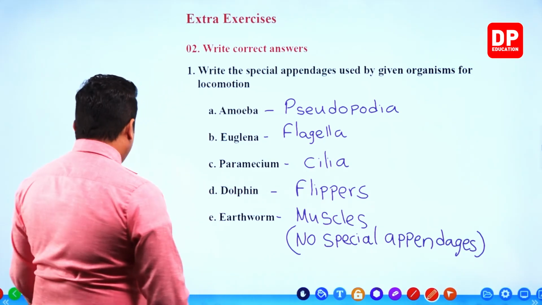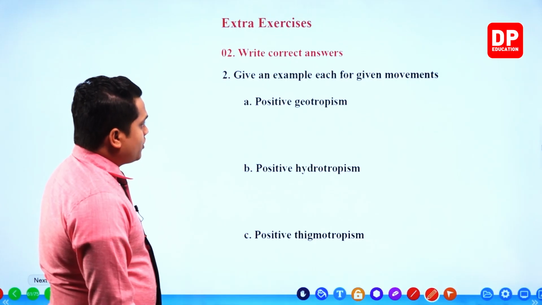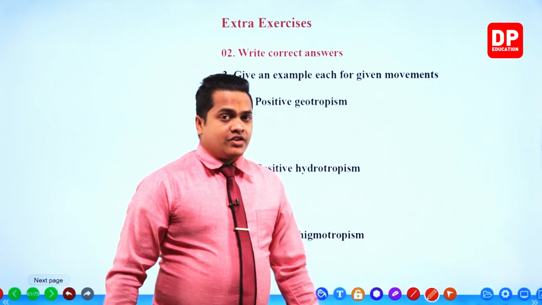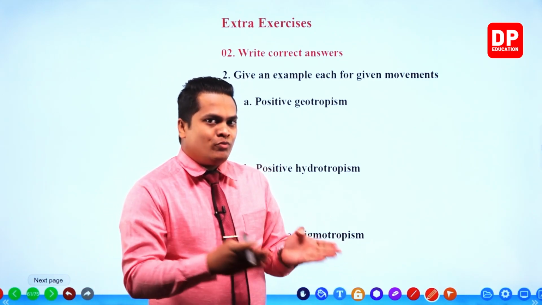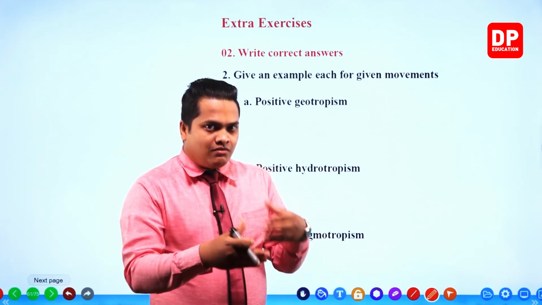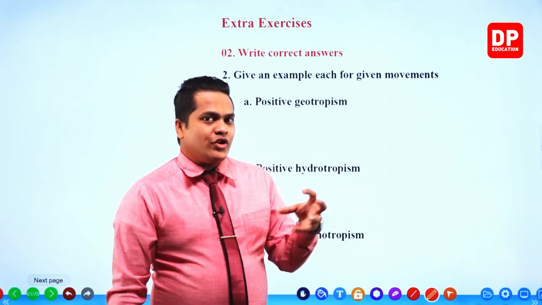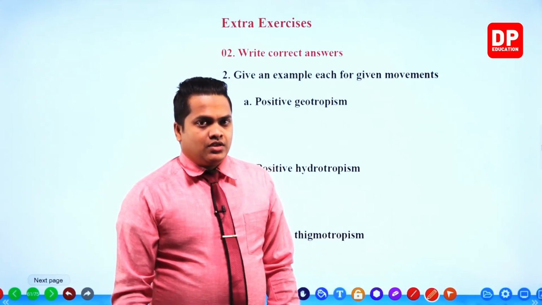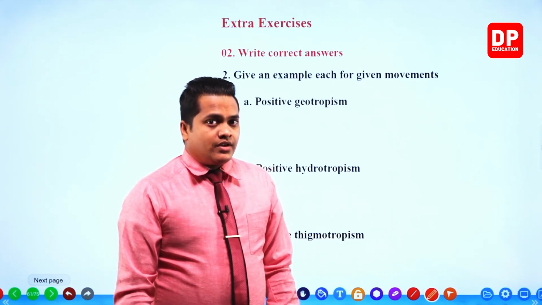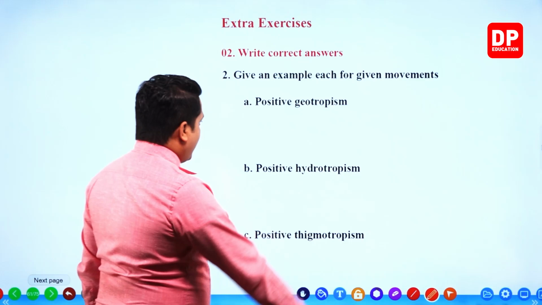Right, then the next question: give an example each for the given movements. You have to provide an example for the movements given here. Positive geotropism. Positive means towards. Geo means ground. So towards the ground, what kind of movement is going to occur? Now you have to write down a movement that occurs towards the ground. The tropic movement which occurs towards the ground is the growth of roots. So we can write the answer.